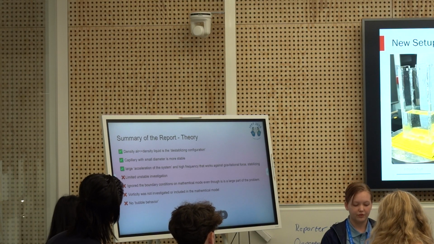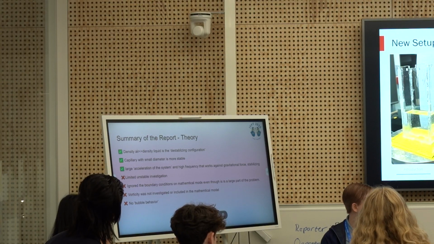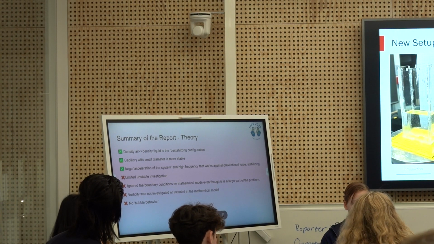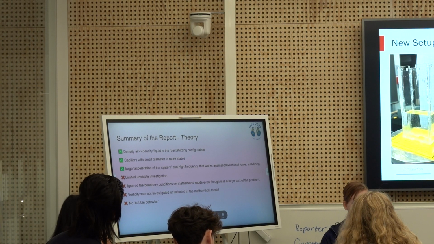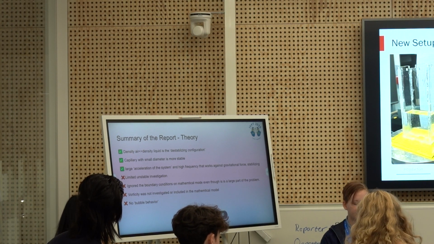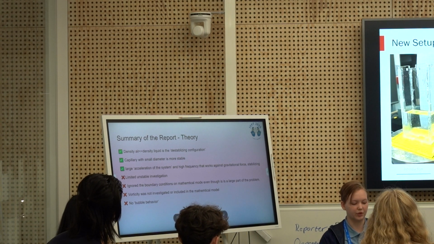We think they had a very thorough investigation of the stable versus unstable period of motion. They investigated the parameters which would cause stable conditions. They also thoroughly explained how the density of the air and the density of the liquid relate to the destabilizing configuration, and how the density must be a certain ratio in order for this phenomenon to work.